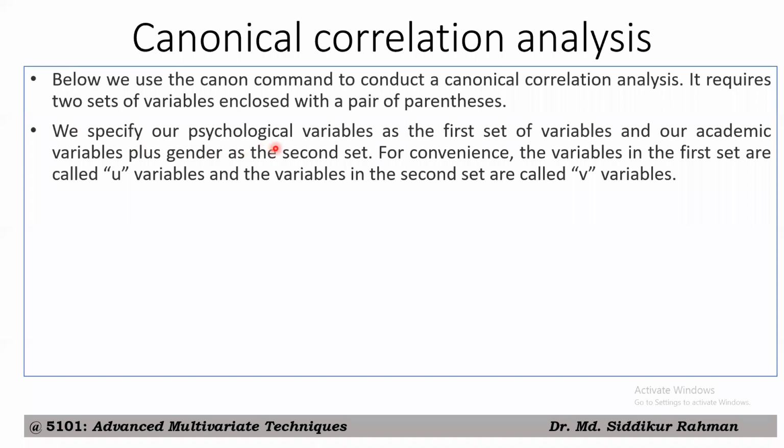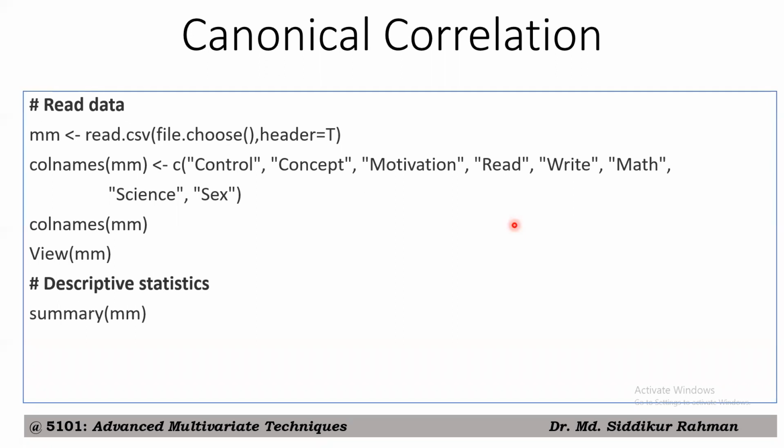So we have to specify the psychological variables as the first set of variables and our academic variables plus gender as the second set, right? Because we are doing the correlation. Mind it, the concern is that you have to divide the data into several sets of variables because you have to find the correlation between 2 sets of observations. For convenience, the variables in the first set are called U variables and the variables in the second set are called V variables. So let's go to the R program.